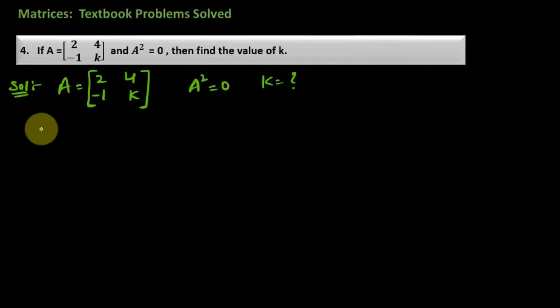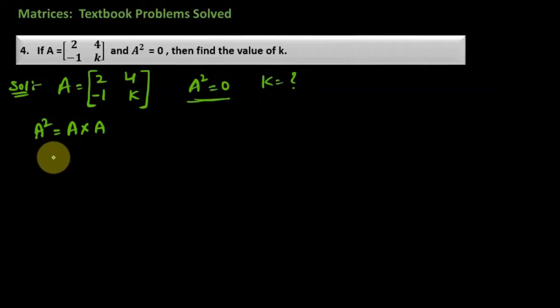Now we will do the next problem. See here he gave a matrix A and one condition: A square will be equal to 0 matrix, that is null matrix. Then we should find the value of K. So how to find that? First we will find A square. How to find A square? A square can be written as A into A, isn't it? So this is multiplication of two matrices.